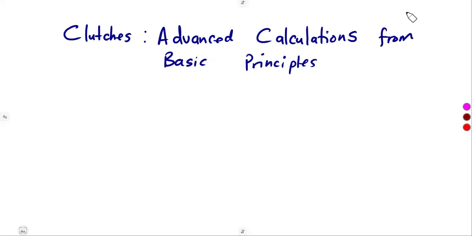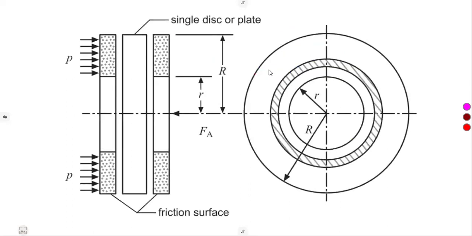So, as we said in our previous class, we actually need to understand the basics of our clutches. As we had our introduction, now we are going to move forward into the advanced calculations that we need from basic principles. We need to work with the calculations there. In order for us to understand some of the calculations, there is a typical part that we need here on our presentation as we are going to be having our clutch.